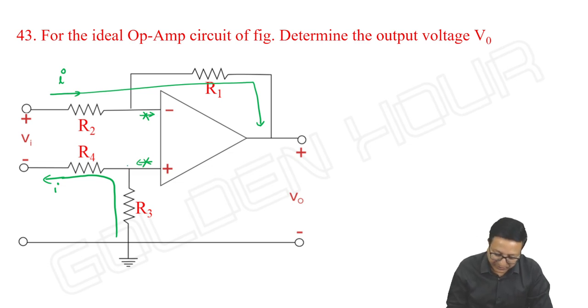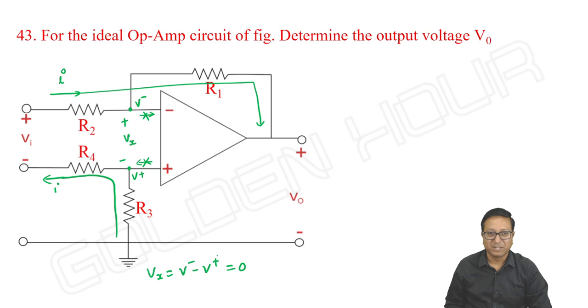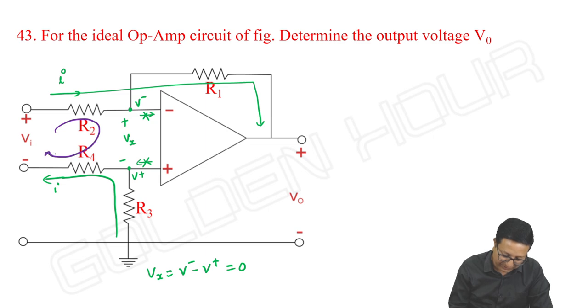Okay, next, this voltage is V plus and it is V minus. Let me take this voltage as some Vx, which is equal to V minus minus V plus. So Vx is equal to V minus minus V plus, whose value is 0, virtual short. Physically no connection, but virtually both are at the same potential and the Vx value is 0. Okay, then let me take this loop equation.